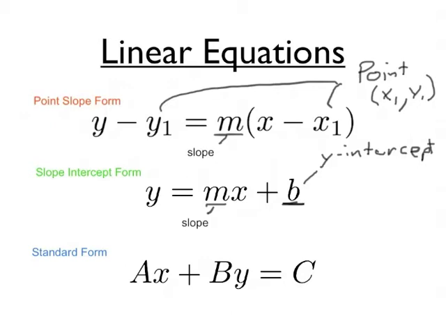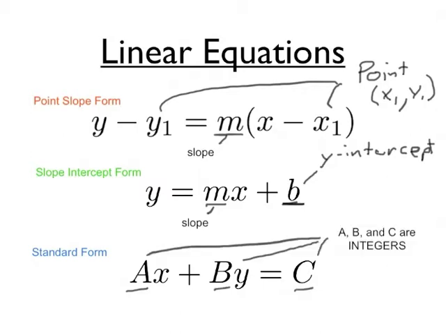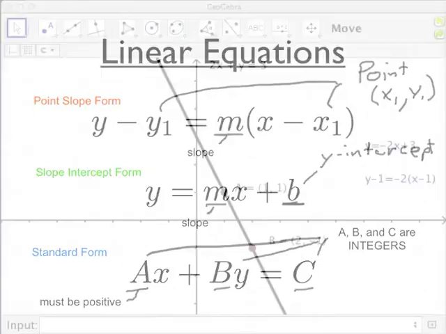And then lastly, standard form, we have these parameters a, b, and c. Now a, b, and c must all be integers. Now integers, of course, integers are whole numbers. We could have 1, we could have 2, we could have 5, we could have -8. So a, b, and c are integers, and in particular, a must be a positive integer. So there you go, the three forms of linear equations.